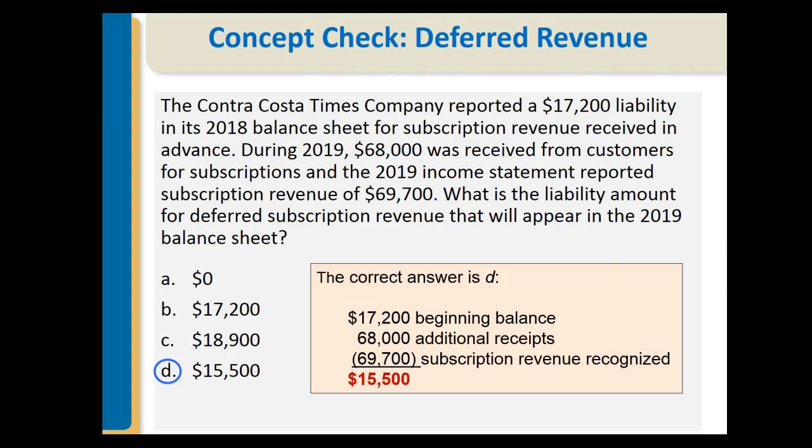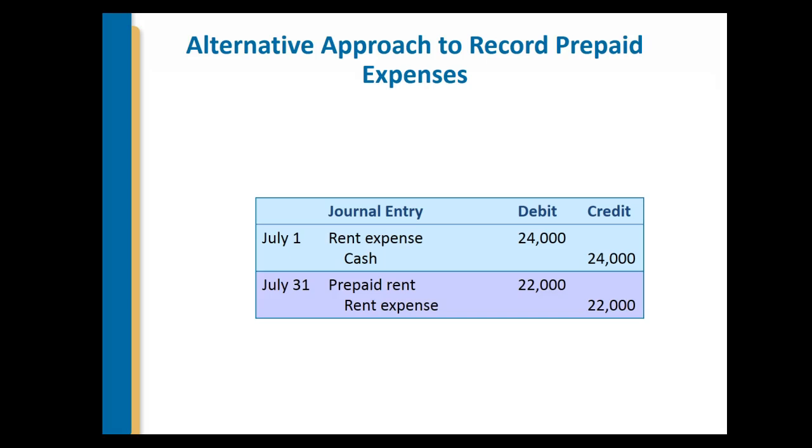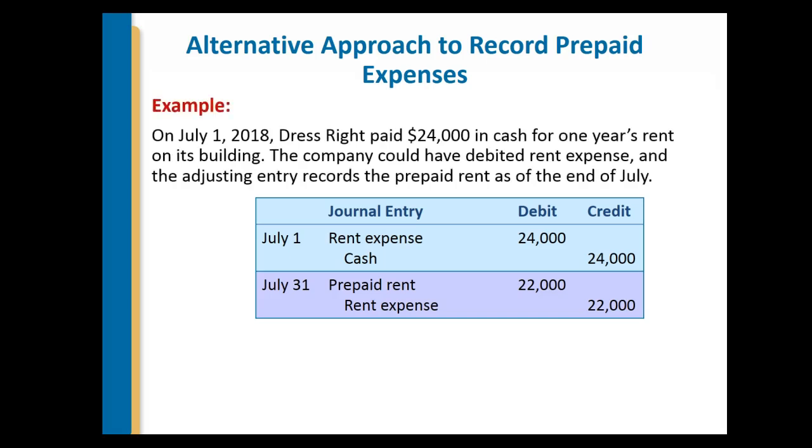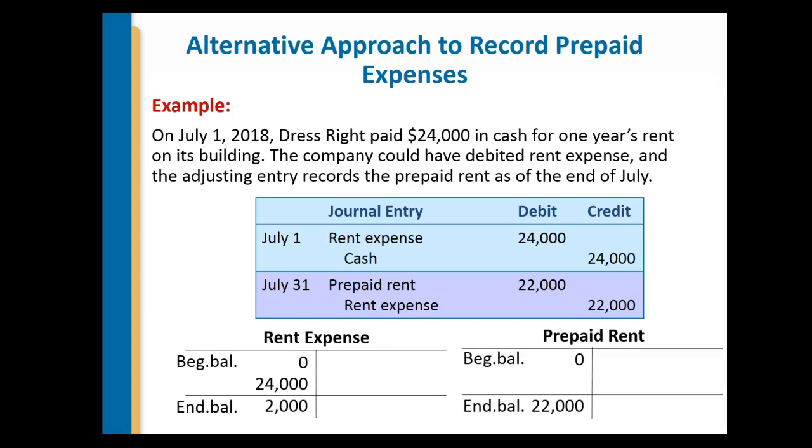Okay, now let's look at some other ways that can be applied to achieve the same end result for prepayments by recording the external transaction directly to an expense or revenue account. So the adjusting entry then records the unexpired prepaid expense, which is an asset, or a deferred revenue, which is a liability, as of the end of the period.